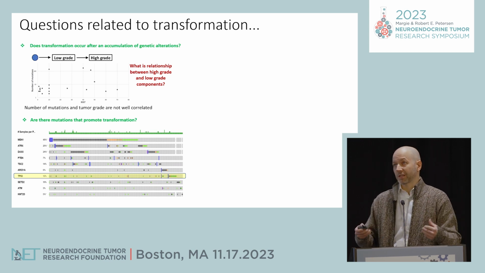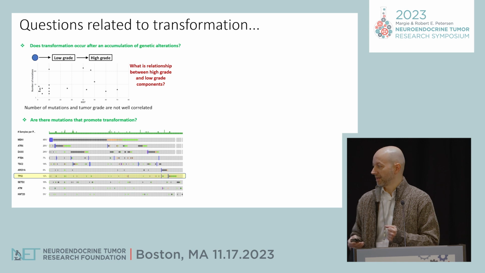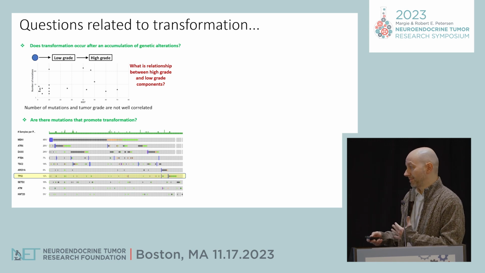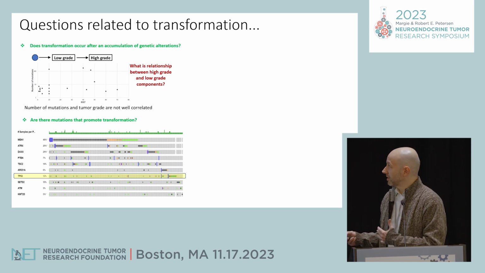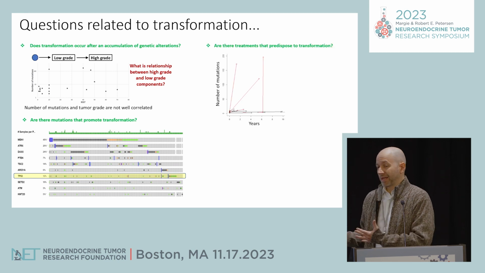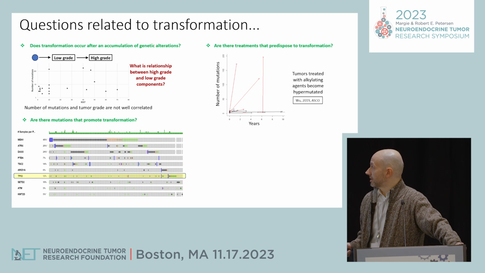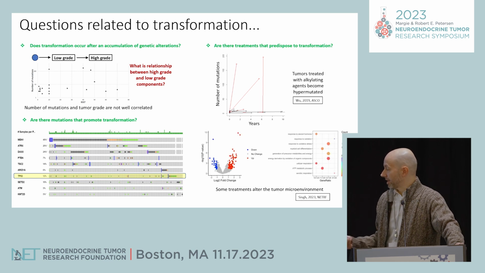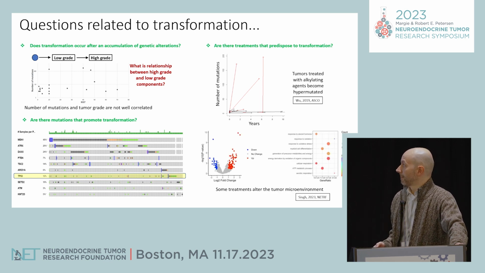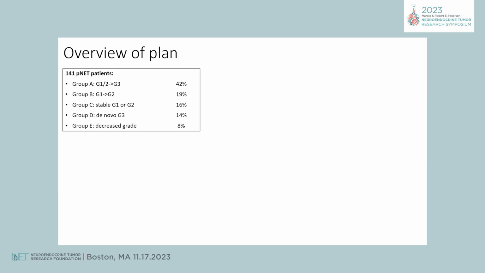And then of course, as clinicians, there's some anxiety, I think. Maybe some of our treatments may be promoting this transformation. Certainly alkylating agents cause hypermutation, and some people worry that may be driving some of this. There are also treatments we do that change the microenvironment that potentially drive this. Okay, so with that in mind, we wanted to get a better sense of the relationship between these high-grade and low-grade components.